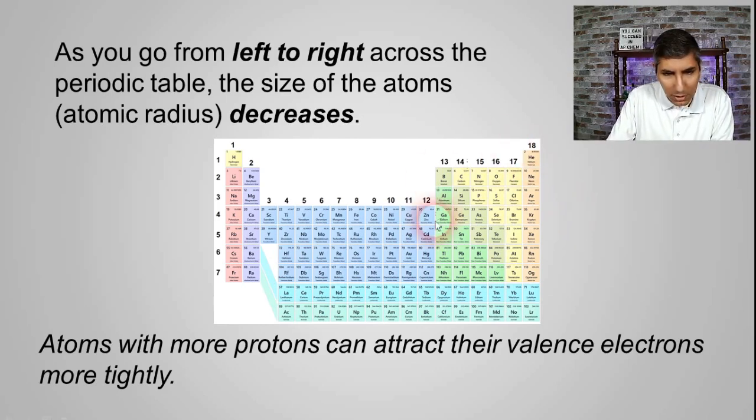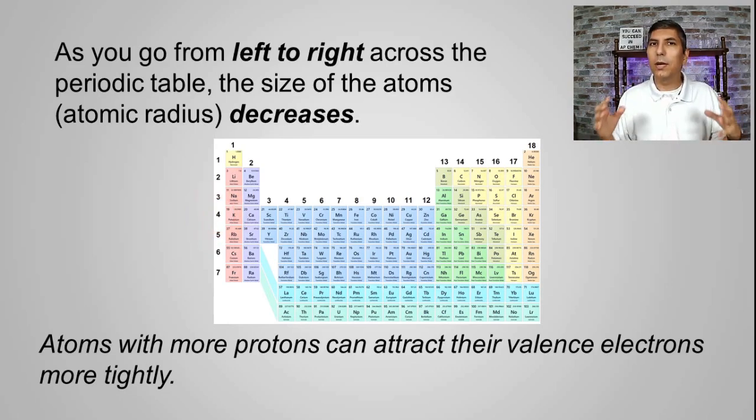Think about how many protons potassium has. Potassium has 19 protons. And those 19 protons are trying to pull in or attract those 4 electron shells that potassium has. Well, how about krypton on the far right side of the table? Krypton also has 4 electron shells, but it has almost twice as many protons. It has 36 protons to pull in those same 4 electron shells. So guess what? Those 36 protons are going to be a whole lot more effective at pulling those electron shells in much more tightly. And that's how that works. Atoms that have more protons can attract their valence electrons more tightly. So as a trend, the atoms on the right side of the periodic table are much smaller than the atoms on the left side of the periodic table.